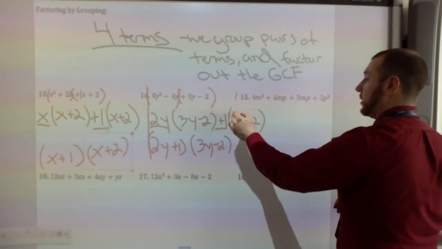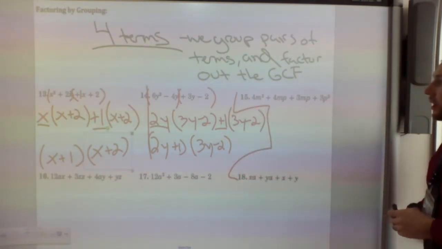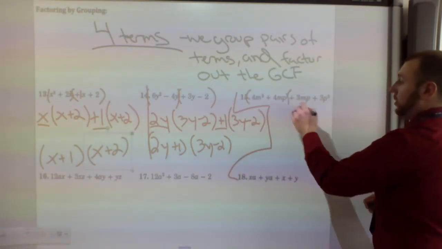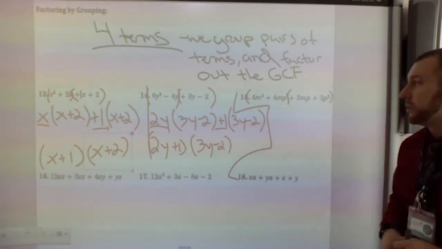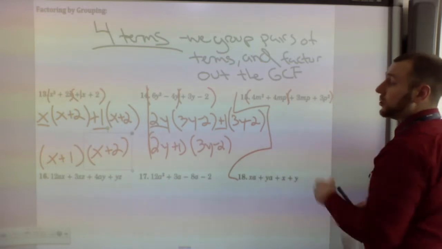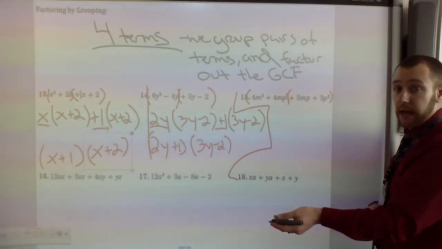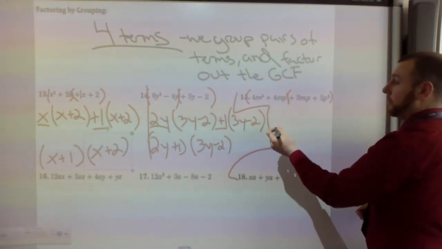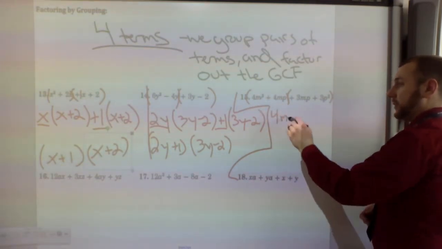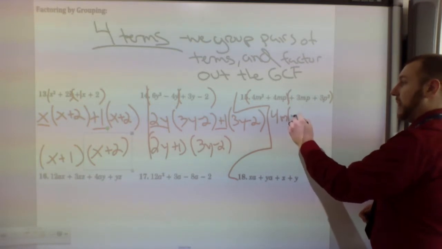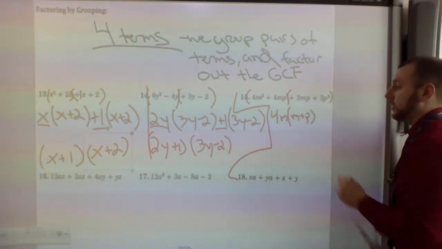Now for 15, there's a little bit more with it. You'll see where it doesn't have a plus 1 there. The first two terms have a 4m in common, m squared and m, and then the two 4's, so I'm going to factor out a 4m. What's left is going to be an m plus p.